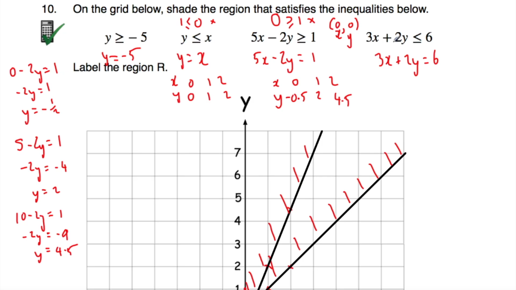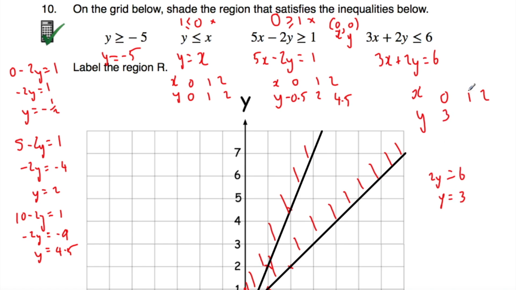And then we've got our last inequality here: 3x plus 2y is less than or equal to 6. So we're going to draw the graph of 3x plus 2y equals 6. And then we can figure out which side of the line we want to accept and which side of the line we're going to reject. So let's draw this line. I'm going to do a little xy table. x and y, 0, 1, 2. So 3 times 0 is 0, plus 2y would just be 2y, and that equals 6. And then if we divide by 2, we get y is equal to 3.